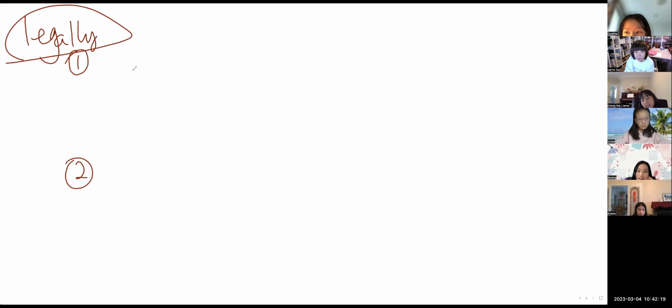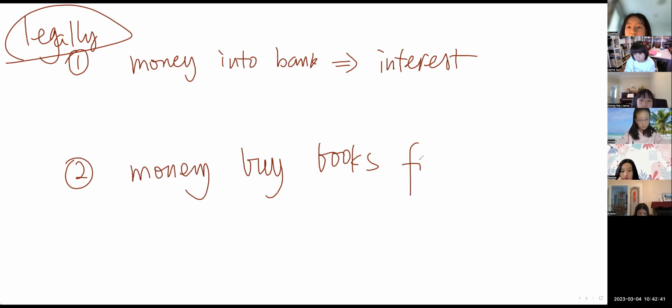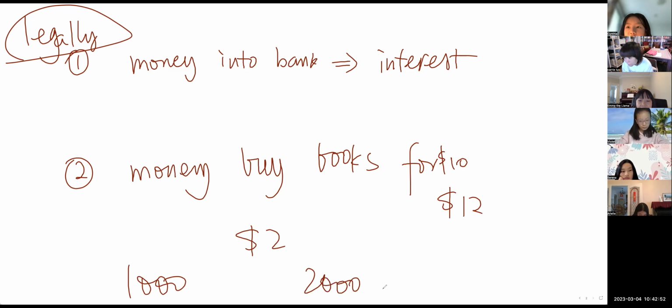So the first one is put the money into the bank and you can collect some interest. Correct, everybody? The second way is use money to buy some stuff. For instance, buy books for $10 per book and sell for $12 per book. For each book you sell, you make $2. If you sell 1,000 books, you make $2,000. So that is a very basic and legal way of earning money, right?